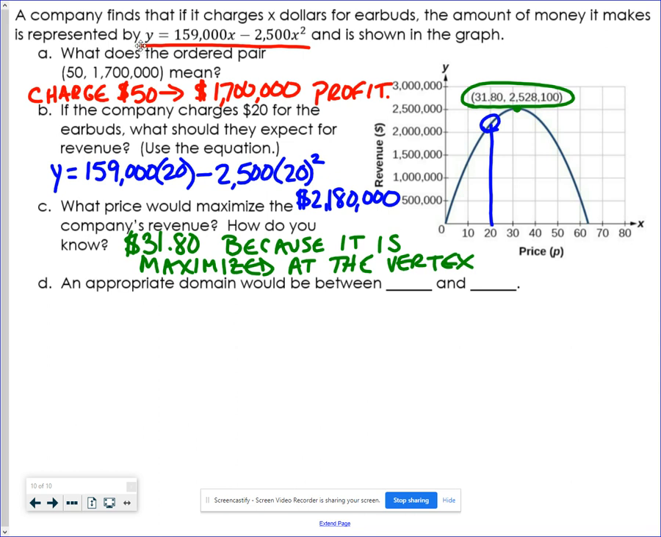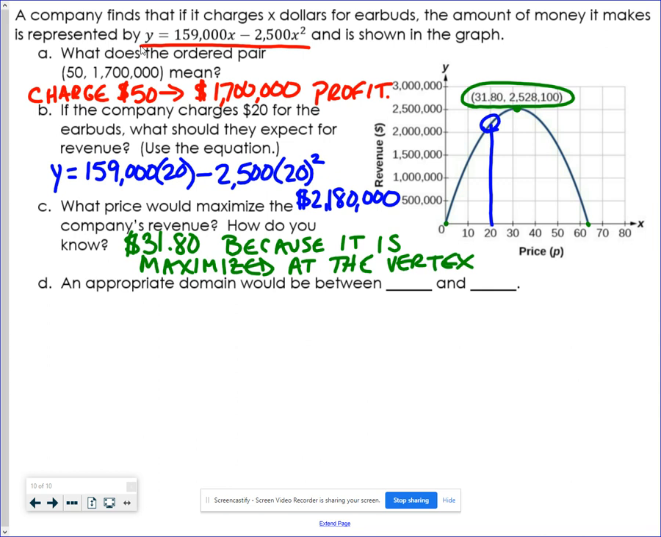Domain, remember, those are the inputs, the X's. What numbers make sense for the X values? Well, first of all, it wouldn't make any sense to charge a negative amount of money. You can't charge a negative amount of money. And I would not even consider anything like $100 because if you go beyond this point right here, you're losing money because that profit then would be down into the negative numbers. That doesn't make any sense.